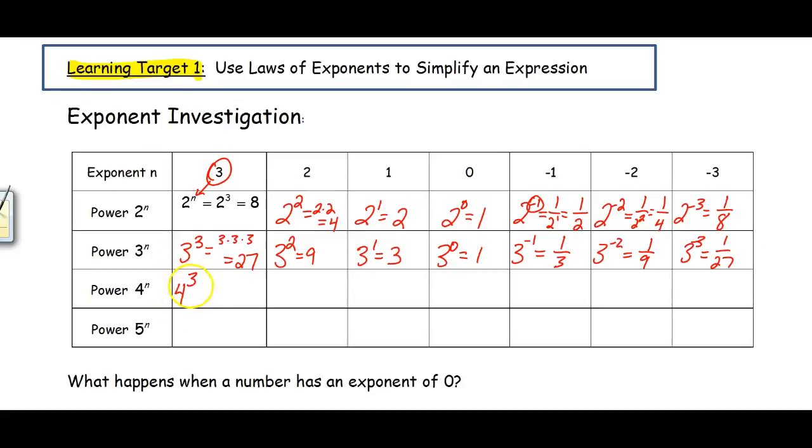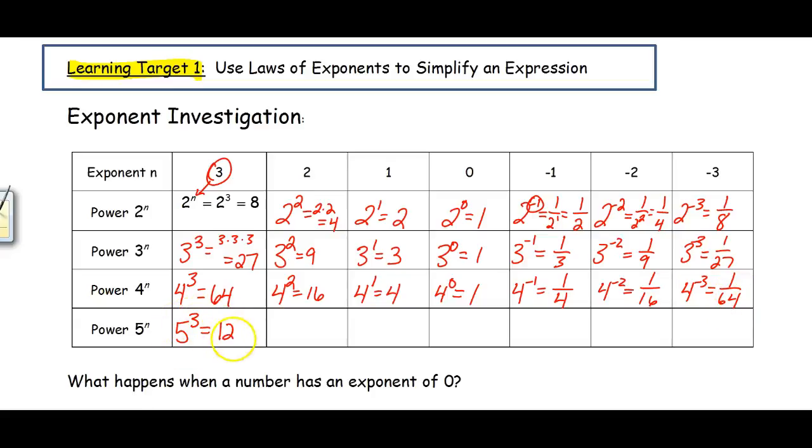All right, let's take a look at this next one. 4 to the power of 3, okay, equals 64. 4 squared equals 16. 4 to the power of 1 equals 4. Okay, to the 0 always equals 1. 4 to the power of negative 1 is going to be 1 over 4. 4 to the power of negative 2 is going to be 1 over 16. And 4 to the power of negative 3 is going to be 1 over 64. Same kind of deal. I'm sure you're getting the point by now. So I'm going to go ahead and finish this chart.